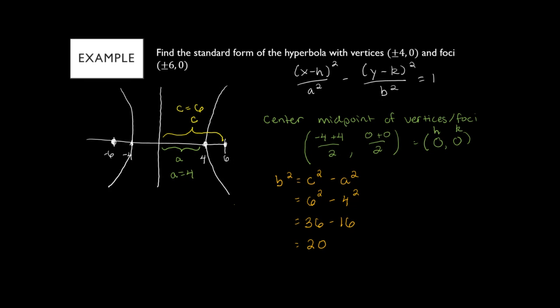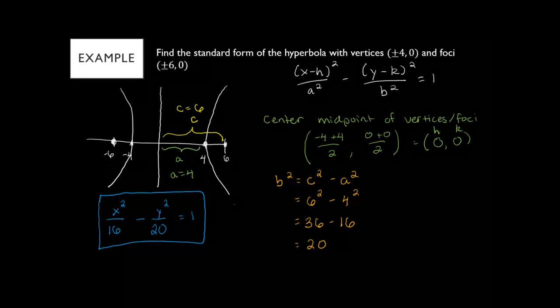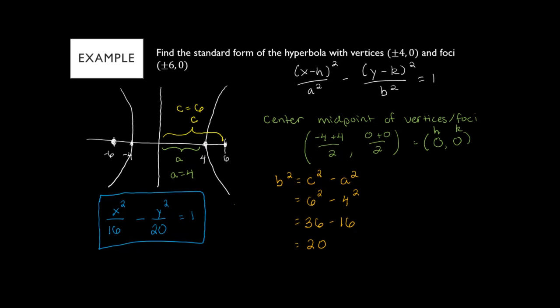So our equation is x minus h, and h is 0, so we just get x squared there, over a squared, which is 16. Then we have y minus 0, which is just y squared, over b squared, which we solved is 20, and then equals 1. And so that's our equation for the hyperbola that has these particular characteristics where the vertices are at plus or minus 4 and the foci are at plus or minus 6. Are there any questions?